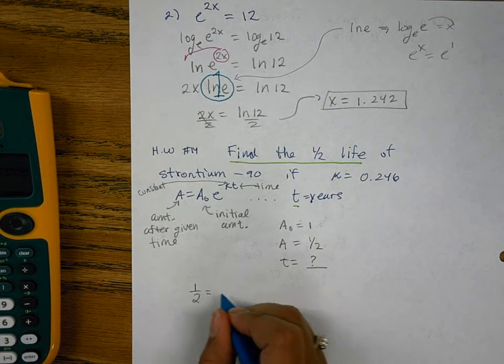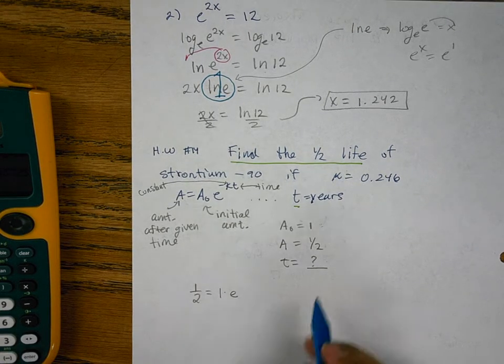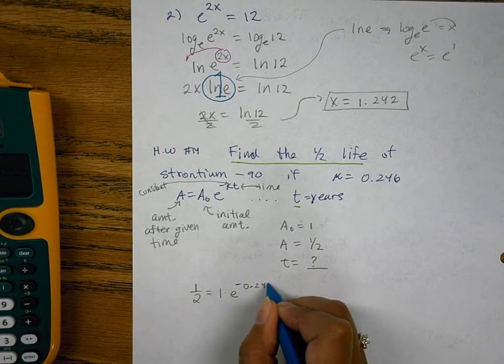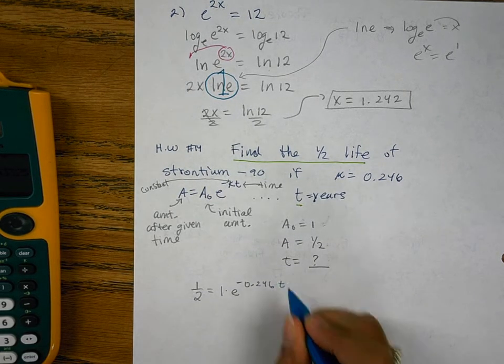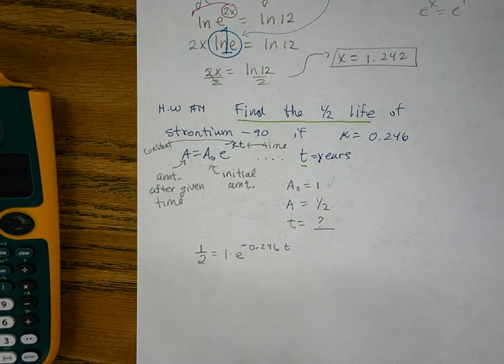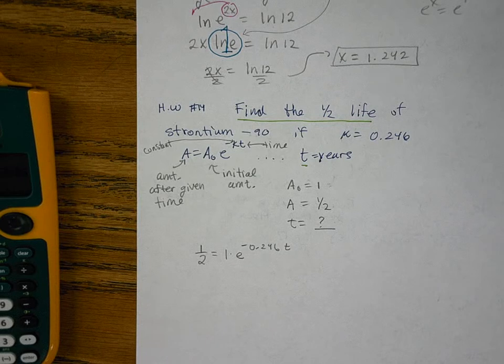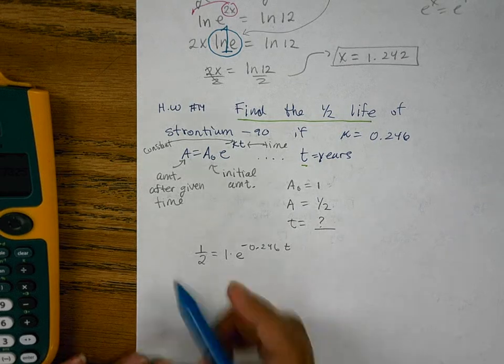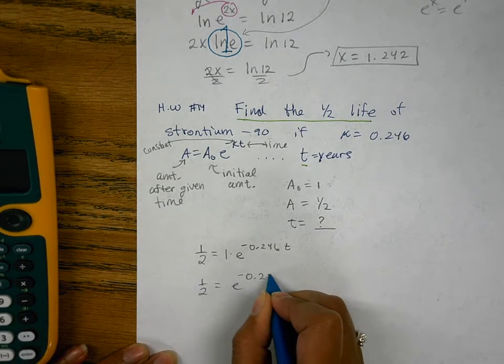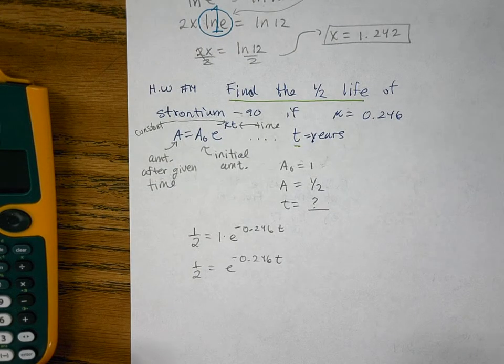Okay, plugging in. 1/2 equals, A naught is 1, e is just a number in your calculator, k they gave us, negative 0.246, t is what we're actually looking for. Okay, so here's my equation. 1/2 equals 1 times e raised to the negative 0.246 t. All right, first thing I'm going to do is get rid of that 1. We don't need it there. So 1/2 equals e raised to the negative 0.246 t.